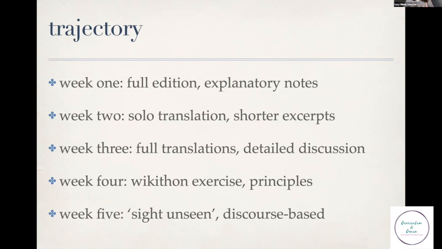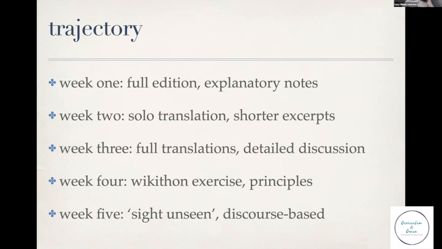Week 3, we came back to full translations, but with a better idea, I think, about how to discuss these in a detailed way, how to look at decision-making processes, and how that might feed into their own practice. Week 4 was the Wikithon, where we worked together with the National Library of Scotland on how to edit Wikipedia material, taking us out of that context of poetic editing and into this idea of a more objective principle for editing, working with the Wikimedia ideas of notability, verifiability, neutral point of view, and citation.